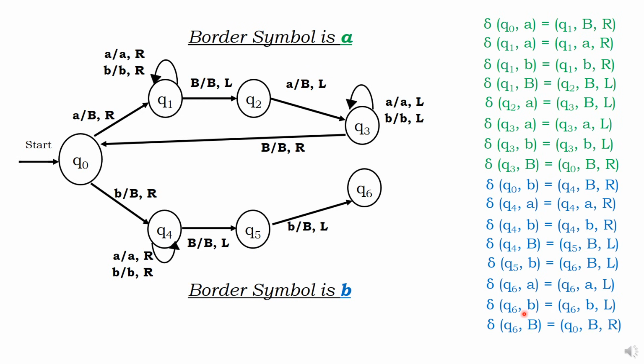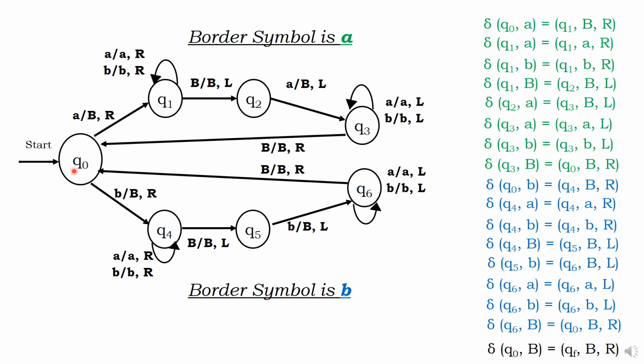I did. At Q6 there are two self loops: A/A, B/B, accepted. I made it. Q6 finally you should reach Q0. I made it: B/B, R, accepted. Now finally I am in Q0 stage. In Q0 stage you are going to QF. I made blank/blank, R. Okay, this is the whole state diagram.